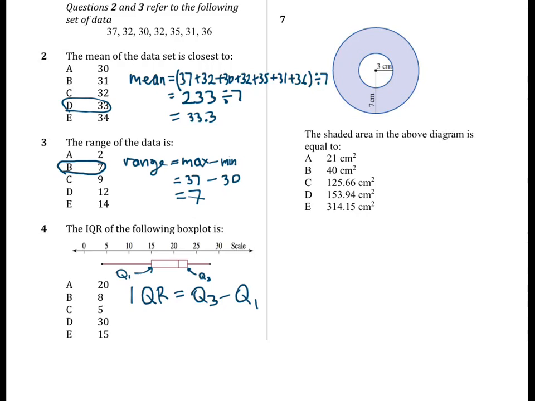And we look from the graph, so Q3 is approximately here, which is about 23, and Q1 from here is about 15. 23 subtract 15 gives us 8, and there it is, option B.